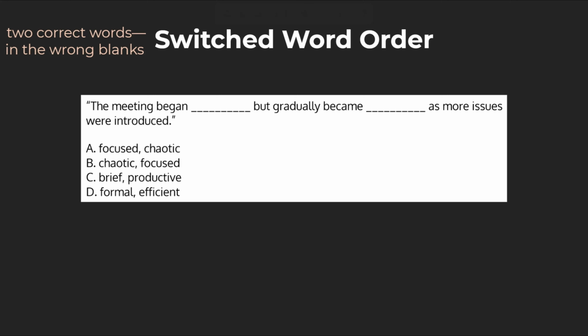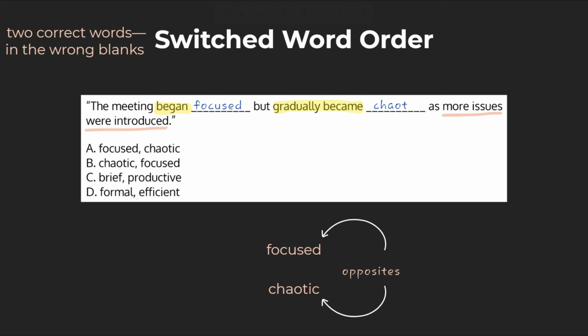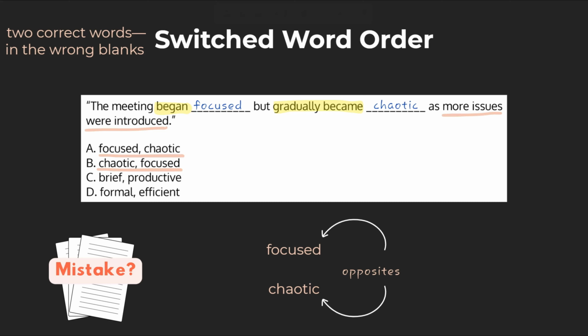Formal, efficient. In this sentence, both focused and chaotic clearly belong somewhere. We can see that the meeting starts one way and ends a totally different way. And as focused and chaotic are opposite sides of a coin, we can see they both fit. And as we see that more issues were introduced as they went along, that means we need focused in the first blank and chaotic in the second, which we see is choice A. Choice B contains the same two strong words, but in the wrong order. If you're wondering if the test made a mistake, rest assured it did not. It's checking whether you're paying attention to where each word belongs, so make sure you are.